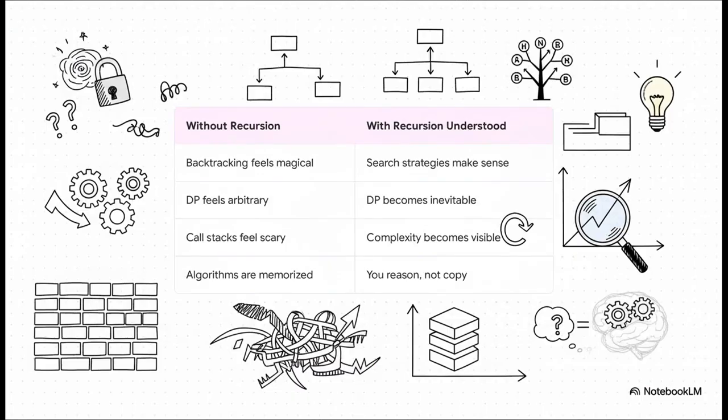Let me show you what I mean. Without a solid grasp of recursion, things like backtracking feel like magic. Dynamic programming seems totally arbitrary. But once you get it, search strategies just make sense. Dynamic programming becomes the obvious, inevitable next step. The complexity becomes visible, and you stop just memorizing algorithms and start reasoning about them.